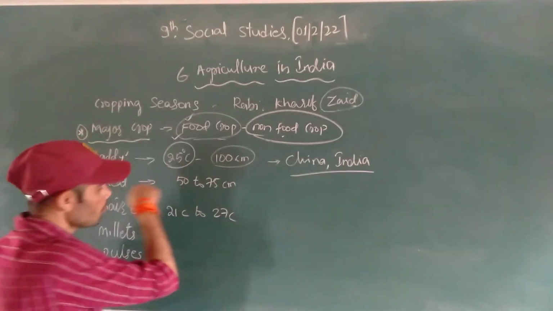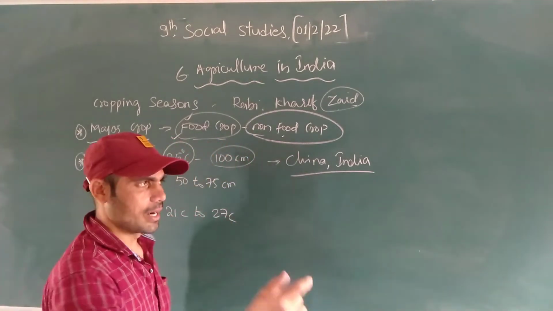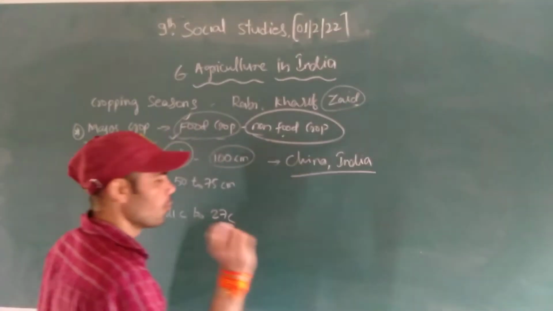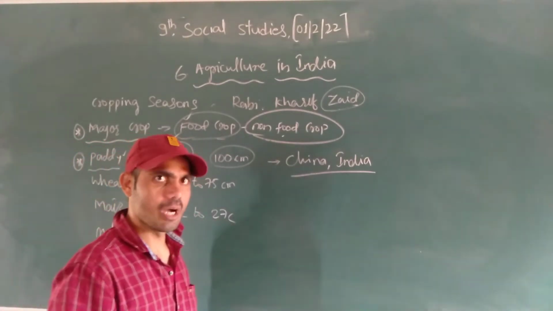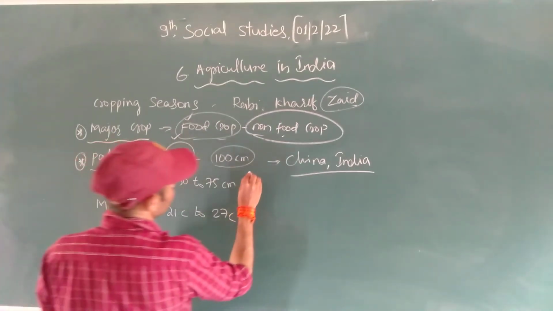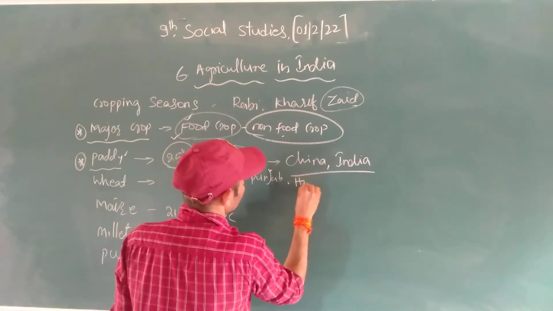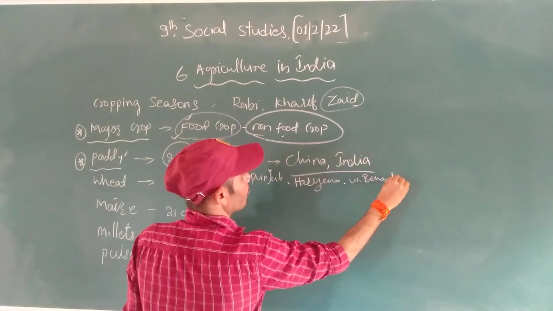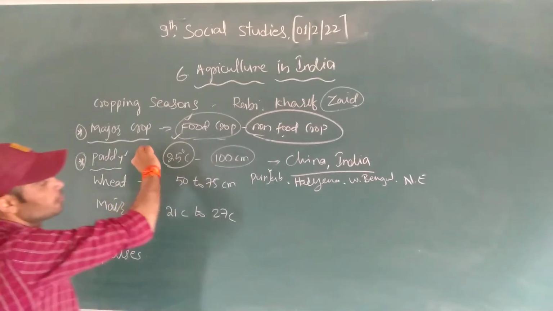This kind of paddy is mostly in North India, especially Punjab, Haryana, West Bengal and the Northeast states, right? These are the very main states producing paddy. Punjab, Haryana, West Bengal and the Northeast states. In the Northeast states, they have major production of paddy.